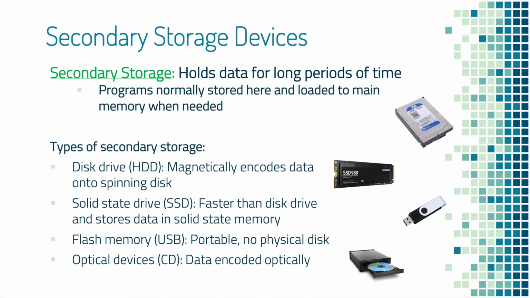Now, if we have that being stored and lost with RAM, secondary storage allows us to hold the data for long periods of time. Whenever you save a document to your computer, whenever you save a program, a video, a game, anything like that, that's stored in your secondary storage. We have different types of secondary storage, including our disk drive, which is a hard disk drive, or HDD, which magnetically encodes the data onto spinning disks. Basically, it takes the data and puts little magnetic charges on a spinning disk, which tells the computer how to read the data.